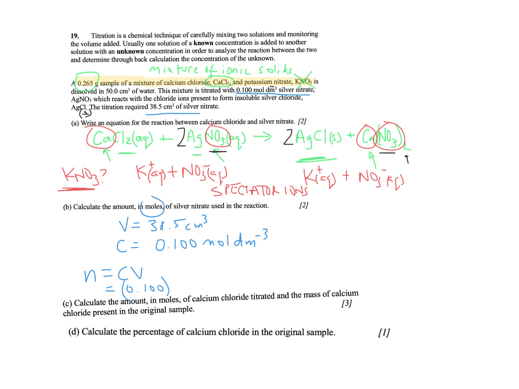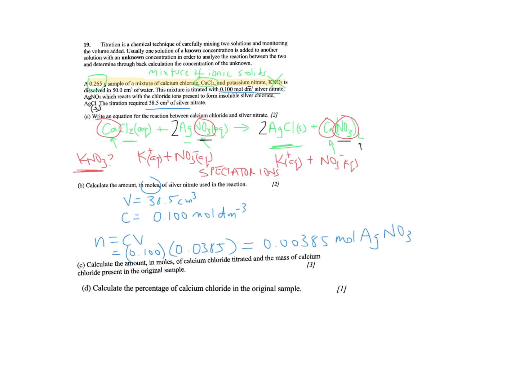Now we have to make sure we get our units right. So we'll convert this to cubic decimeters. So 38.5, you're going to move it 3 steps: 1, 2, 3, 0.0385 cubic decimeters. And process that, you're going to get 0.00385 moles of AgNO3. Okay? So there's our moles of silver nitrate used.